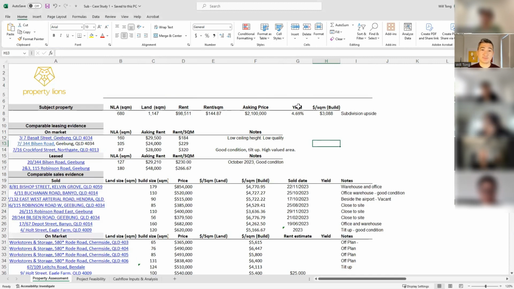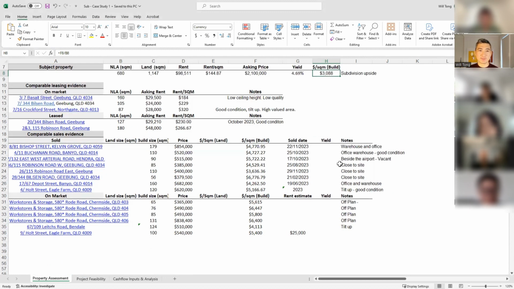A couple of things you might already realize is that it seems pretty under-rented, particularly if we start looking at some of the lease comparables. We did initially look at this as a potential rental reversion project, but when we looked deeper into the numbers, we realized it's actually probably a better strata opportunity. The price per build is just over $3,000 per square meter.